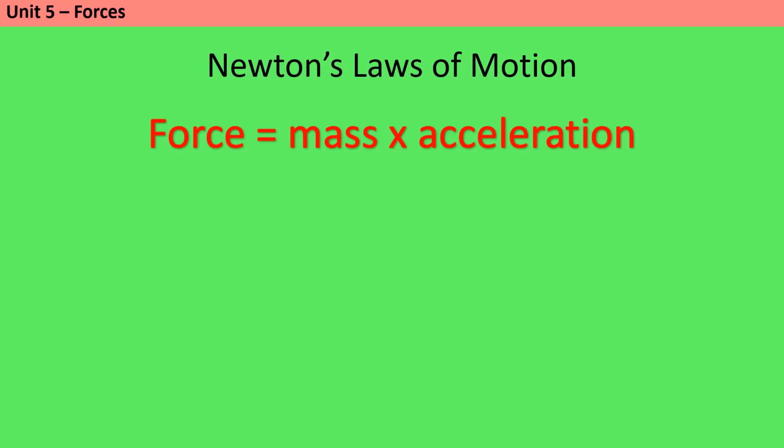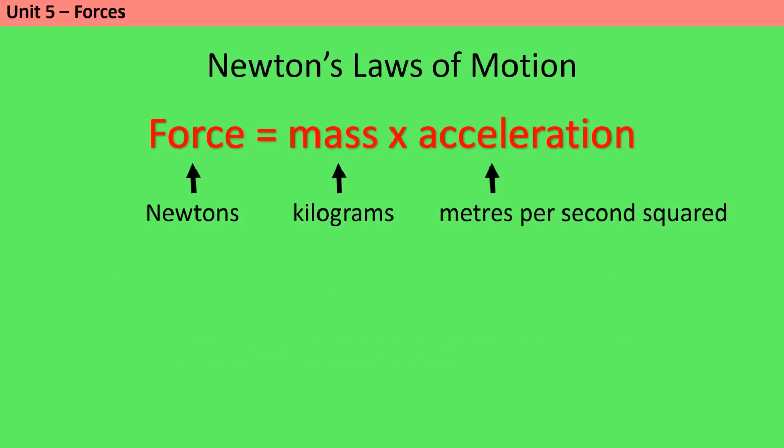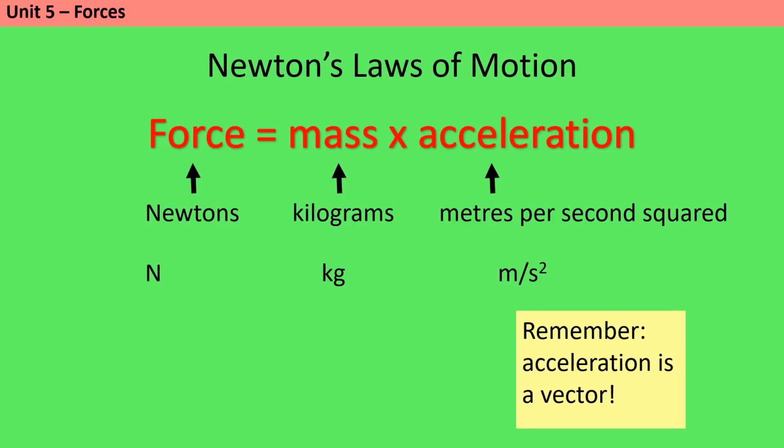Again, you will have this equation on the equation sheet in the exam, but make sure you're comfortable with the units and make sure you remember that acceleration is a vector. So that means that you can have negative acceleration, which means that an object is slowing down.